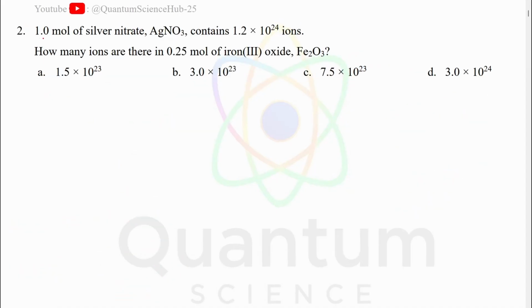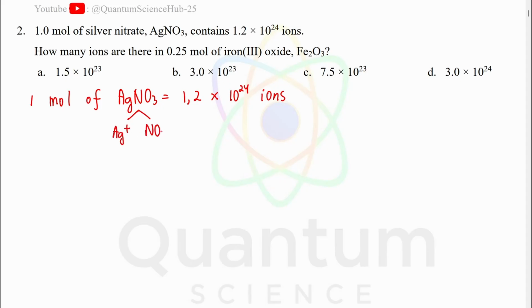Question 2. 1 mole of silver nitrate AgNO3 contains 1.2 times 10 power of 24 ions. How many ions are there in 0.25 mole of iron(III) oxide Fe2O3? Okay, so first of all, we know from the information here, 1 mole of AgNO3 equals 1.2 times 10 power of 24 ions. Okay, so we have Ag positive and NO3 negative. And how many ions is this? So this contains 2 ions.